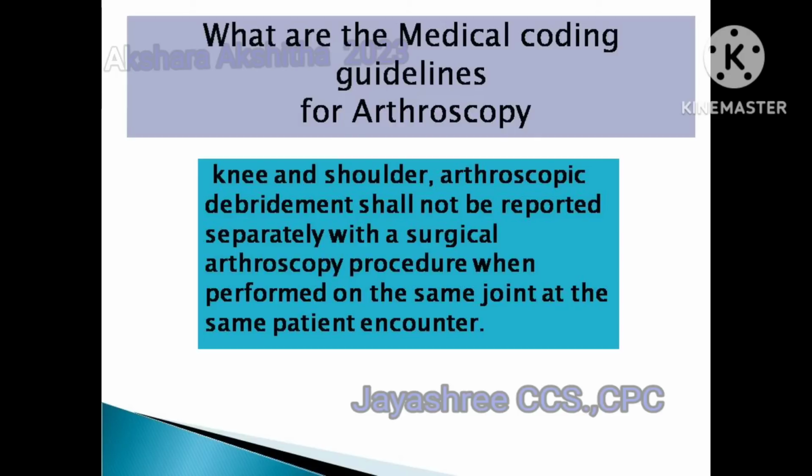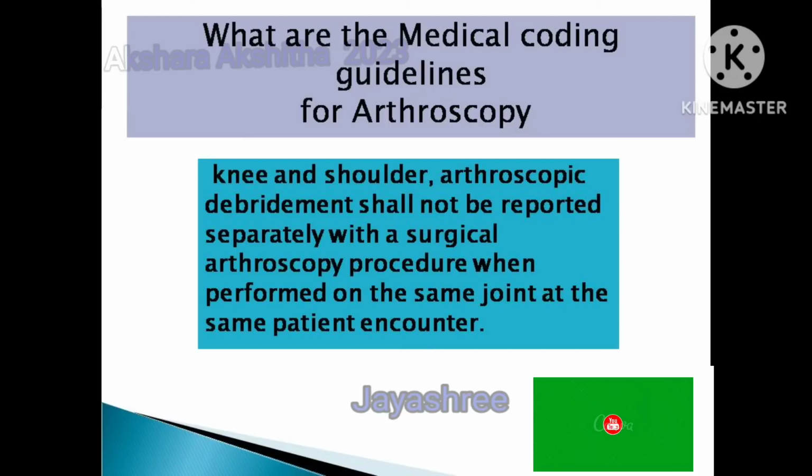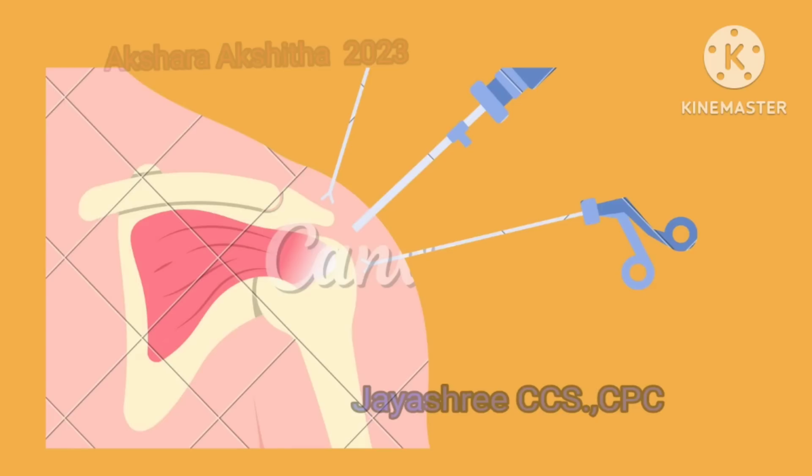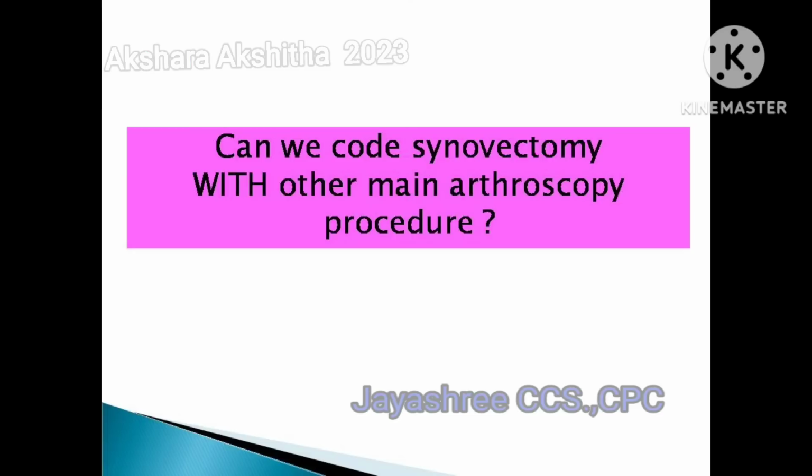Okay, so 29824 is distal claviculectomy including distal articular surface, 29827 is arthroscopy shoulder surgical with rotator cuff repair, and 29828 is for shoulder surgical biceps tenodesis. So these are the main procedures for the shoulder. With these three CPT codes only, 29823 can be billed if it is a different area of the same shoulder.